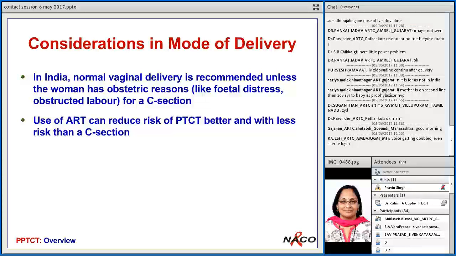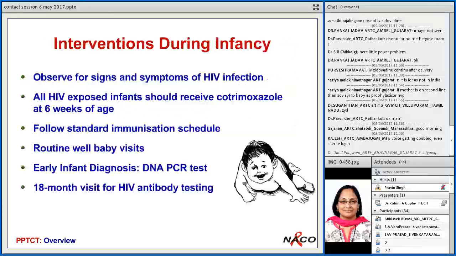It has been seen that adherent ART taken by the mother will reduce the risk of transmission of HIV to the baby, and the risk of cesarean section is more to the mother. So after a lot of studies, it was decided that in India we will be advising vaginal deliveries unless a cesarean section is indicated because of fetal distress or obstructed labor.